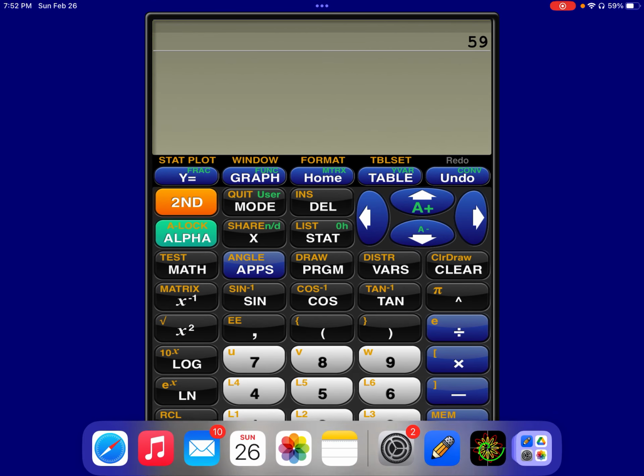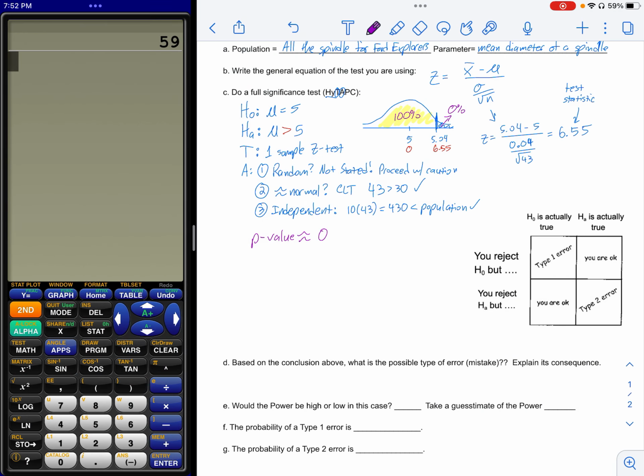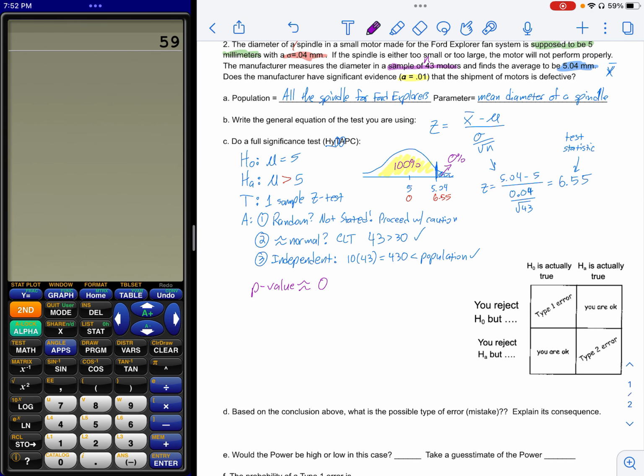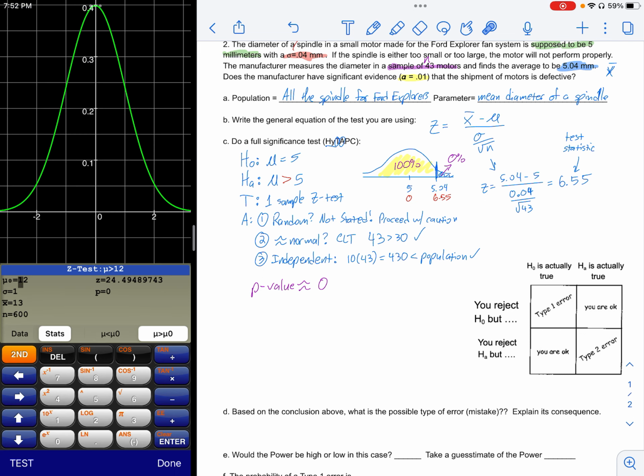After I've shown my work, I can also do the test on the calculator. So I'm going to look for stat tests. Yours might not say this like mine does, but one sample z-test. If you look at number 1, it says z-test in bold, but underneath it says one sample z-test. So number 1. And let's put in what they gave us. The null, mu, was 5. Sigma was 0.04. X bar was 5.04.